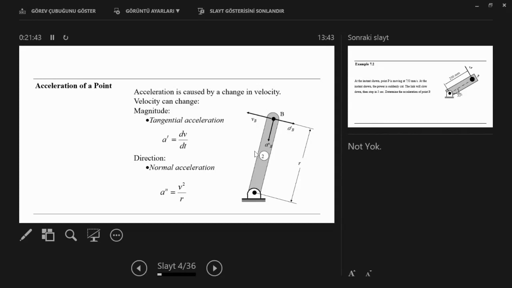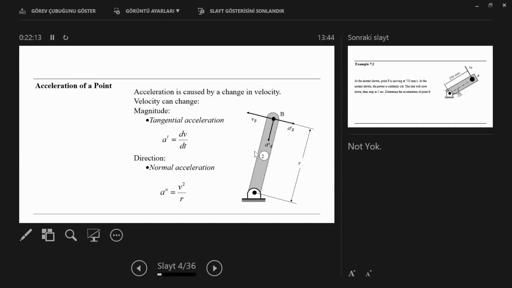This link 2 is the driver, and the other is the coupler, and the rocker is the driven part. If you consider the driver, and the acceleration of any point, let's say B here, somewhere.